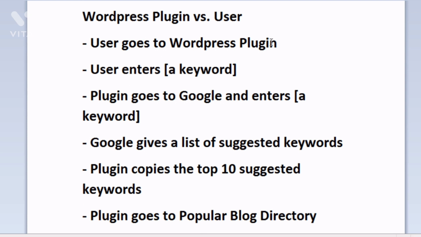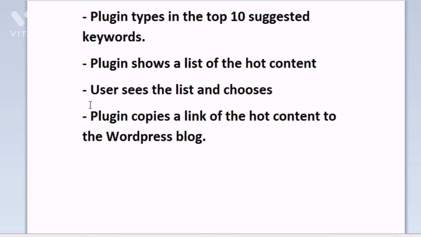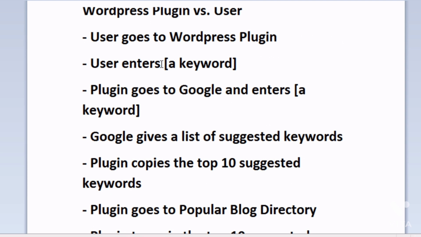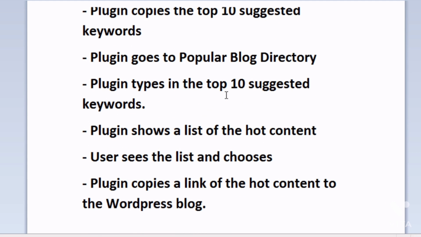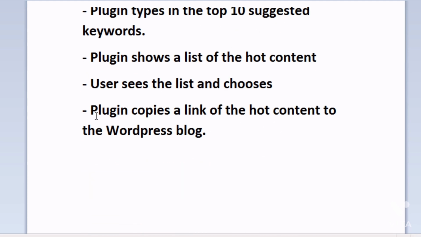So the user goes to the WordPress plugin, they enter a keyword, but then when it comes time to go outside, the plugin goes and does the rest. And then it pretty much finds the content for us. So really what the user only sees in this case is they're seeing the WordPress plugin, they enter the keyword, they click enter, and then as they're waiting, the plugin shows the hot content and they immediately see the hot content, because a human ultimately is going to have to decide what content is best for them.